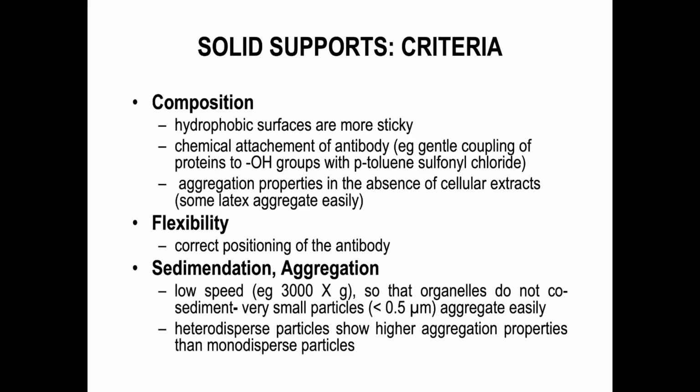Around 3000 g and not more, so that the organelles that have not bound to these particles do not co-sediment. Some particles you cannot really sediment at low speeds because they are so light that they float up in every liquid where you put them in. Therefore, the segregation and the sedimentation should be possible. And when they are too heterodispersed, that means they have different sizes, they also have a higher potency to aggregate than monodispersed particles that all have the same size.